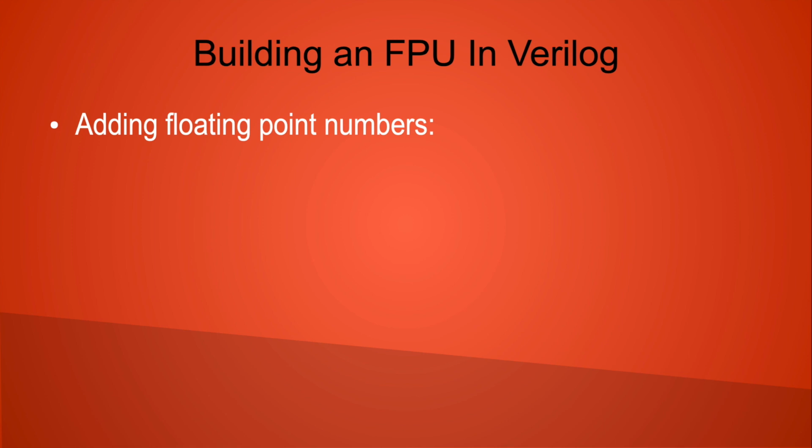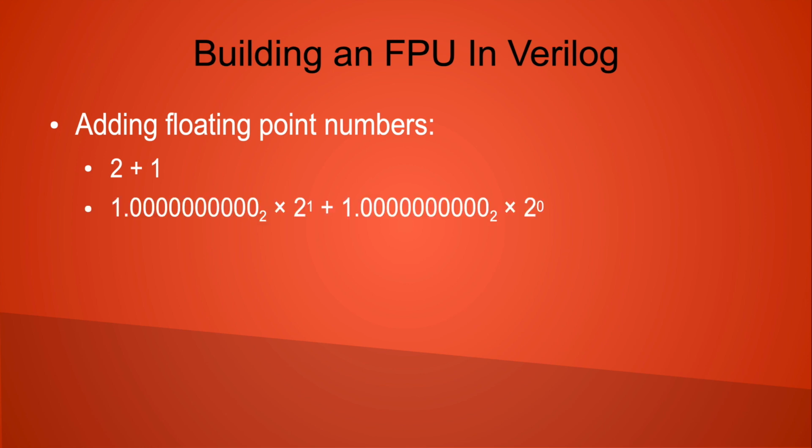Now let's look at adding two binary floating point numbers. To keep things simple, as usual, I'll assume we're using the binary 16 format. Let's add 2 plus 1. Writing this in binary, we get 1 point followed by 10 zeros times 2 to the first power, plus 1 point followed by 10 zeros times 2 to the 0th power.